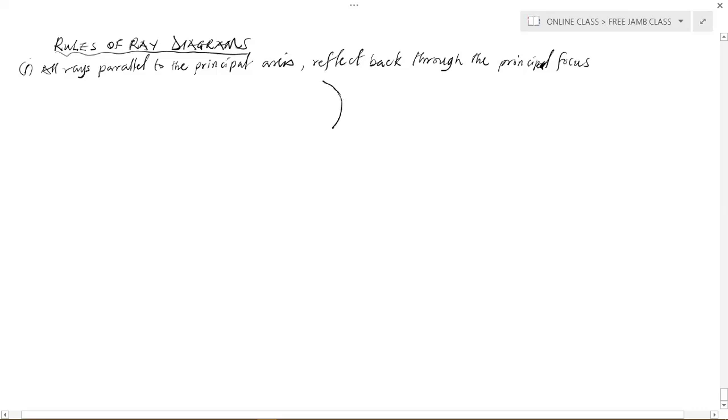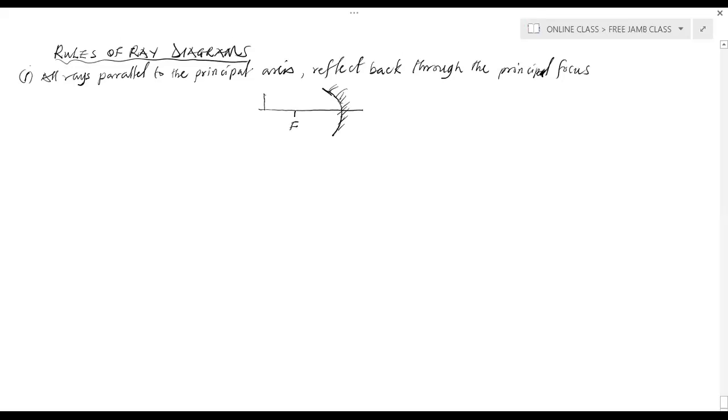How do you draw that? Assuming you have this principal axis, this is an object, this is the principal focus. If an object is here and there is a ray from there parallel to the principal axis.